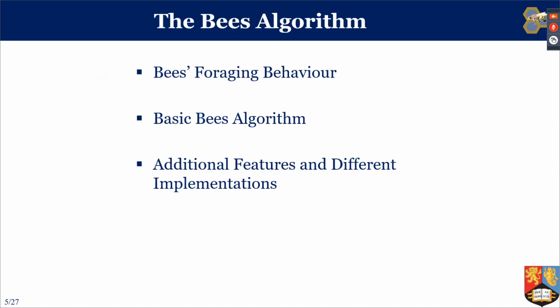The bees algorithm, as you will see, is based on how bees search for food in nature. We will start by briefly reviewing bees' foraging behavior. I will then explain how the basic bees algorithm works, giving a simple example to illustrate its operation. This description of the bees algorithm will conclude with a summary of the additional features making up various implementations of the algorithm.